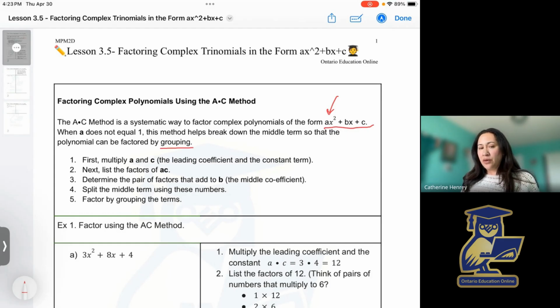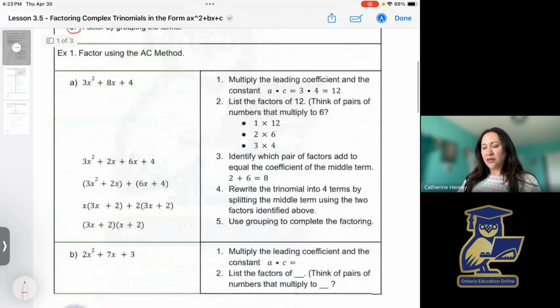So the steps are, we first multiply a and c together. So whatever the a value is, the coefficient of the x² term, and c, we multiply those two together. And then we list the factors of whatever product that is. Then we determine the pair of factors that add to give b, which is that middle coefficient. Now here's the different step. We split the middle term using these numbers, and then we do something that's called factor by grouping. So we'll go slow with this, and then we'll start to pick it up and you'll get the hang of it.